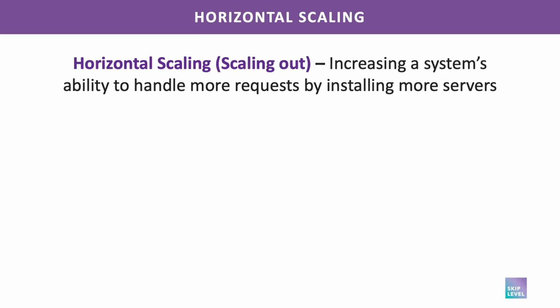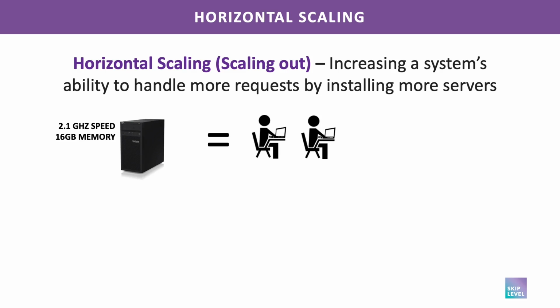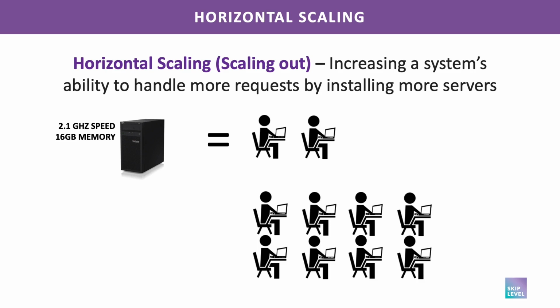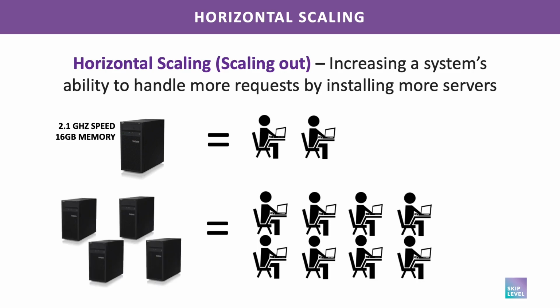In horizontal scaling, it's a little bit different. It's known as scaling out. So you'll hear engineers say, let's scale out. Horizontal scaling is increasing a system's ability to handle more requests by installing more servers, more of the same kind of servers. So let's say we have, again, the same machine of 2.1 gigahertz of speed, 16 gigabytes of memory, and that serves 2 customers. Again, the traffic has gone up and we want to serve 8 customers. So in scaling out, what we would do is order 3 more of these machines, the same type of machine. So now we have more manpower.